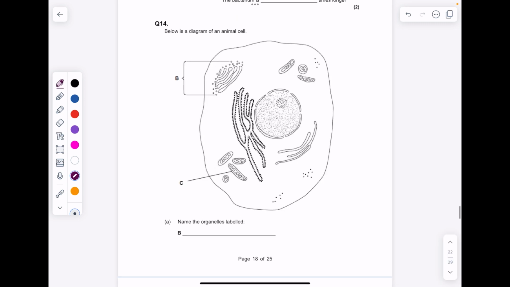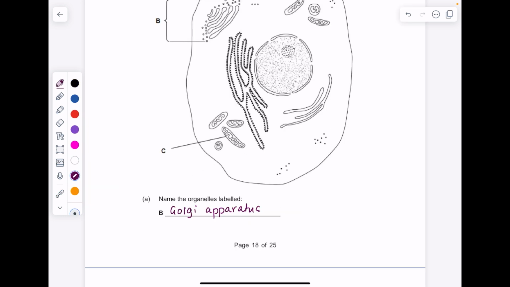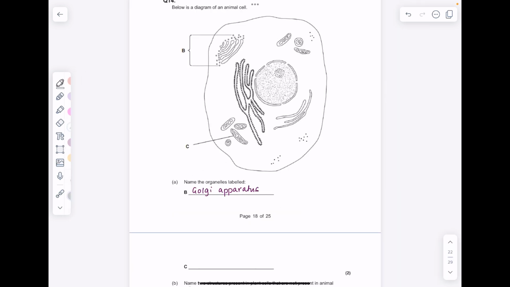Below is a diagram of an animal cell. Do get used to recognizing your animal cells. You still have your characteristic fried egg shape with your nucleus here, your cell surface membrane. Obviously, we have the mitochondria. Here's your rough endoplasmic reticulum, characteristic due to the presence of those ribosomes. This is your Golgi body, which I always think looks a little bit like an amphitheatre, and here are your free ribosomes. Name the organelles labelled B. That's your Golgi apparatus. And then C is your mitochondria.